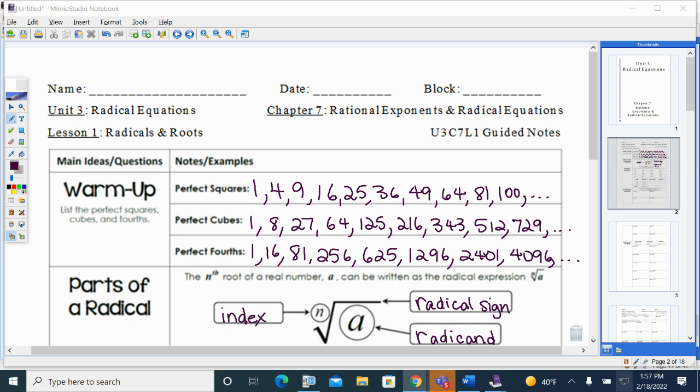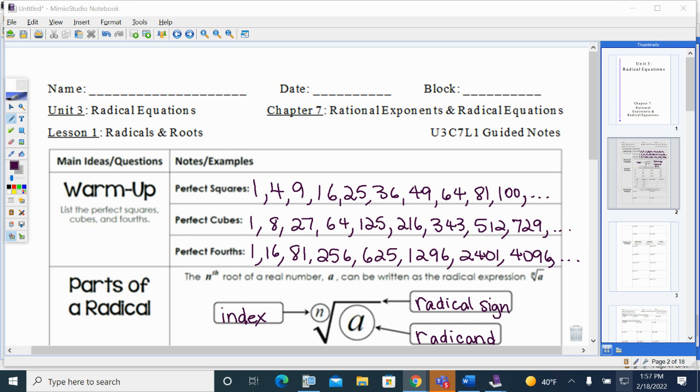The next line is your perfect cubes. So 1 times 1 times 1 is still 1. 2 times 2 times 2 is 8. 3 times 3 times 3 is 27, and so on. 64 is a perfect cube. 125 is a perfect cube. 216. And again, I've got that up through 729, and it continues on.